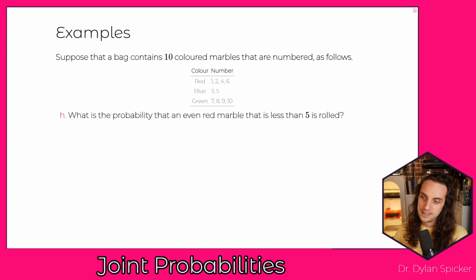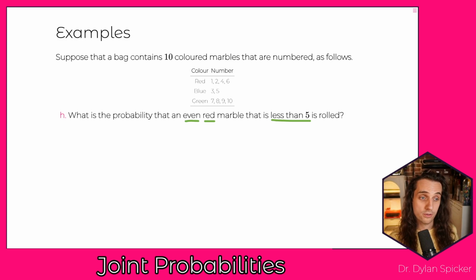What is the probability that an even red marble that is less than 5 is drawn? Here we have 3 events going on. We have the event that the marble is even, we have the event that the marble is red, and we have the event that the marble is less than 5.